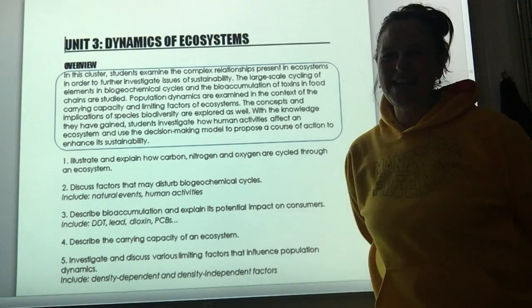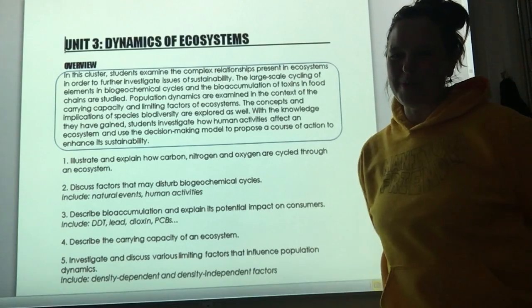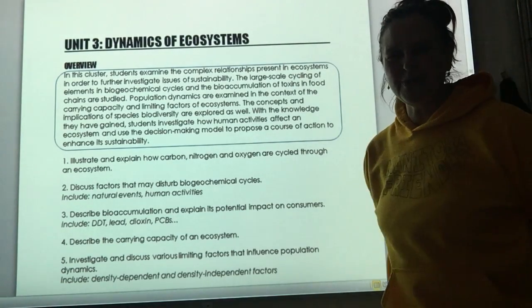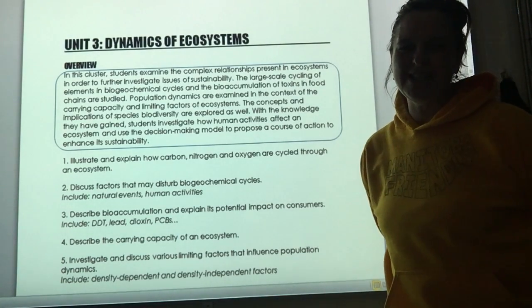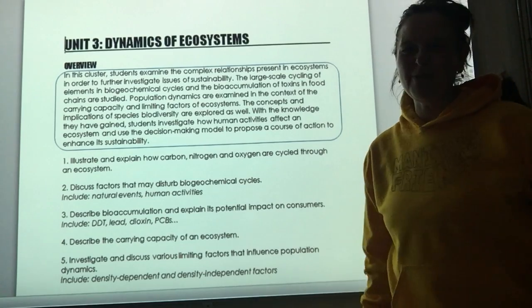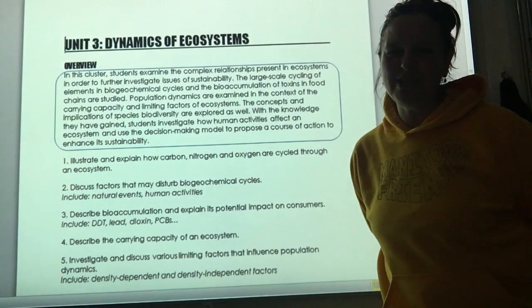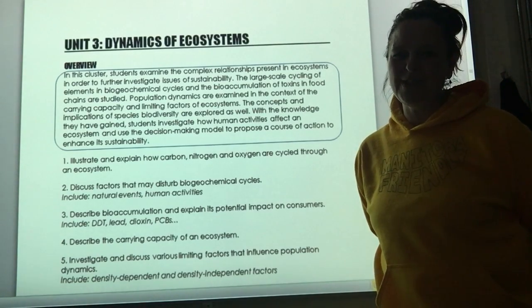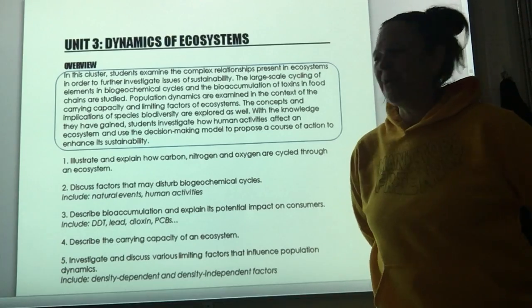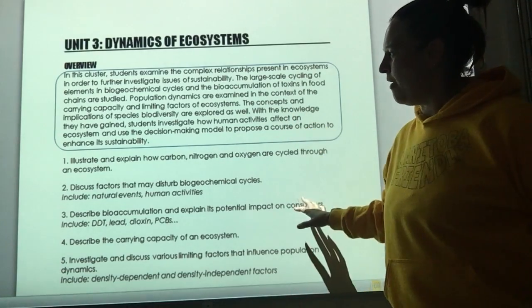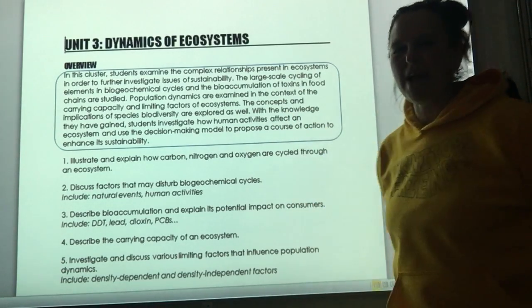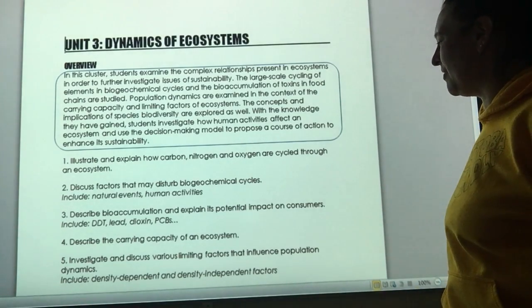So unit 3 is called Dynamics of Ecosystems, basically our biology unit. I don't think there's anything too new here. You've probably covered a lot of these things in the past. I'm not going to read through the whole sheet, but I did post the outcome sheet, so it's always good to read through that first to see what this unit is about, what we're doing, and why. So I'm going to skip through the overview, but the first thing is about biogeochemical cycles.